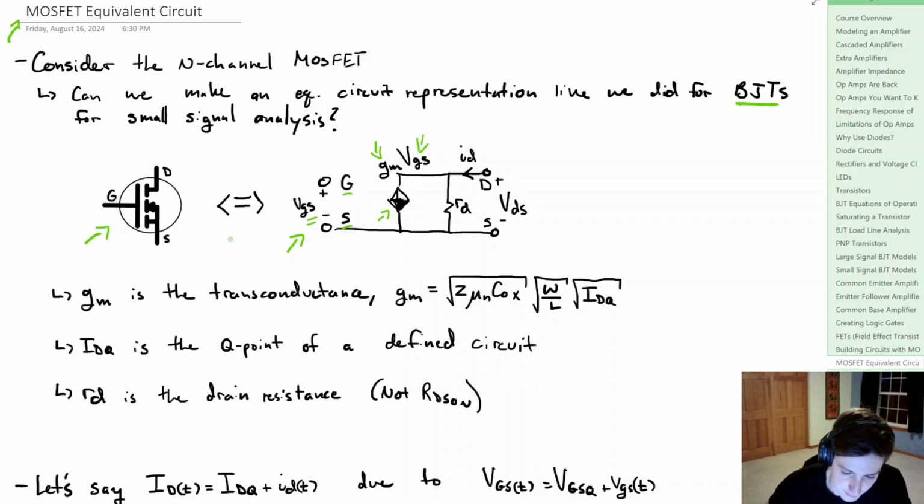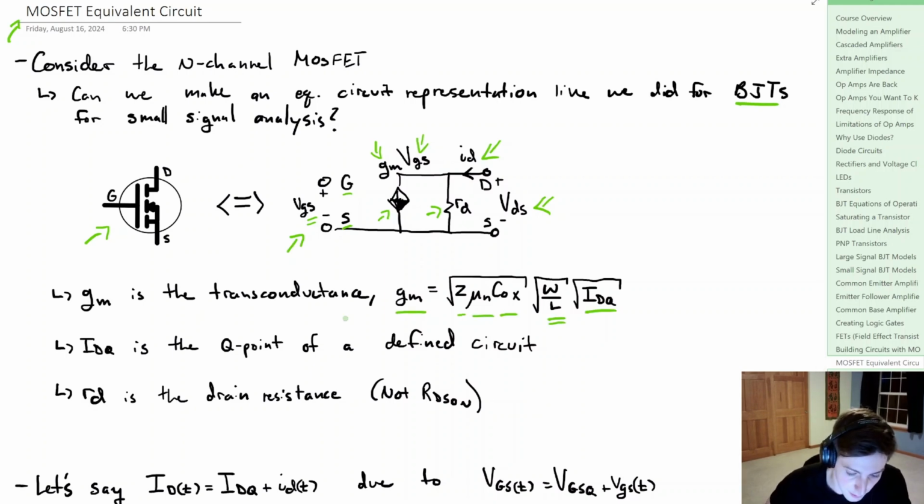to the source. Now we're also going to have some drain resistance. Notice that this is not RDS on. And then some total drain current, and then we look at the drain to source voltage, which is going to be VDS. Now recall what our equation was for the transconductance.